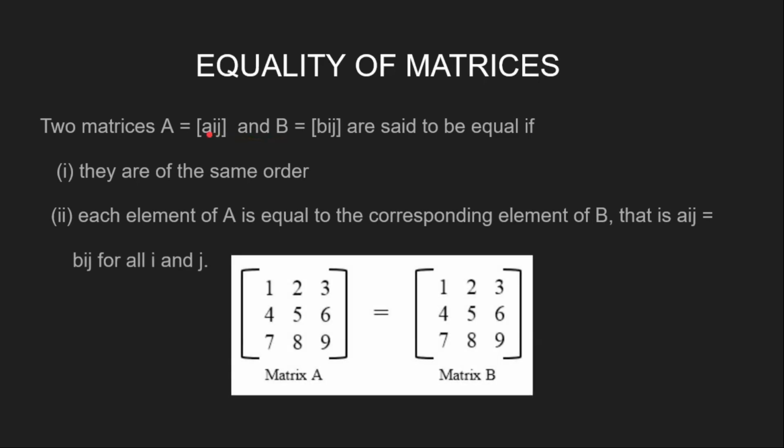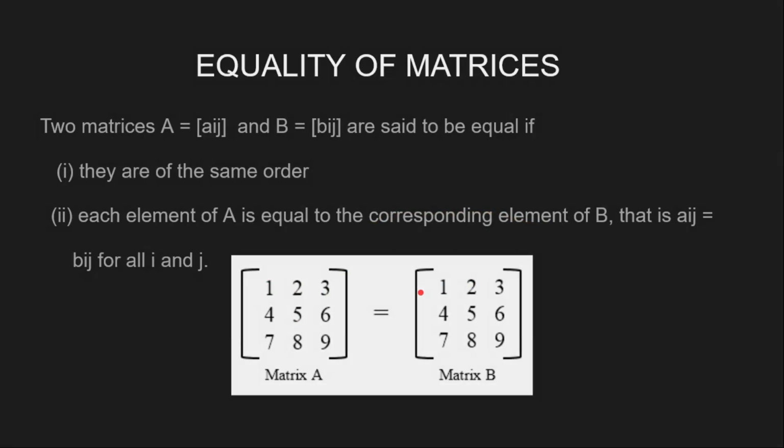Here, guys, you are seeing this matrix has a 3 cross 3 order. This one also has a 3 cross 3 order. First condition, now we have done. Second one: each element of A, here you can say 1 2 3 4 5 6 7 8 9, all the elements of A should be equal to the corresponding element of B. Note this point: the corresponding element of this one and this one should be equal. So this is the equality of matrices concept.